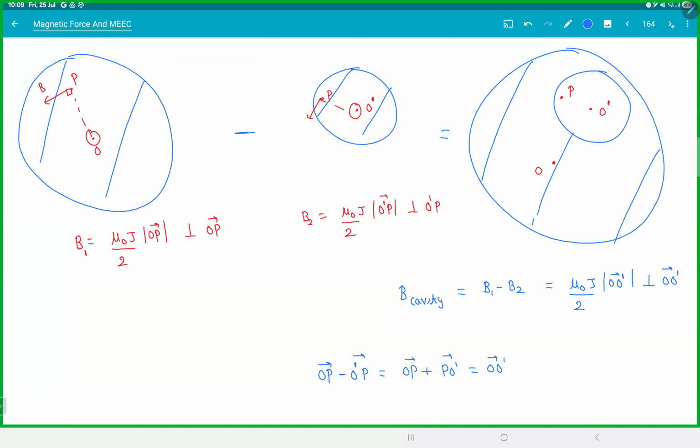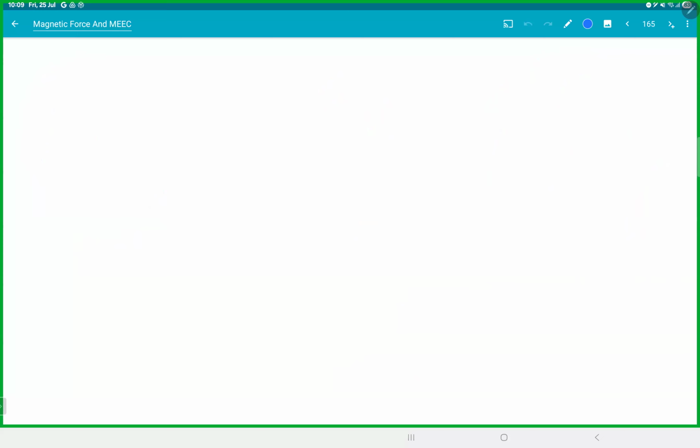Clear with the result? So in electrostatics, it was rho by 3 epsilon. Here it is mu naught J by 2. So the result, the picture would look like this.